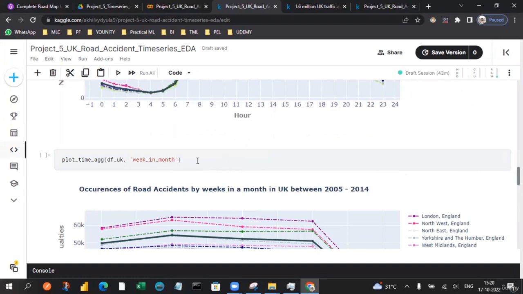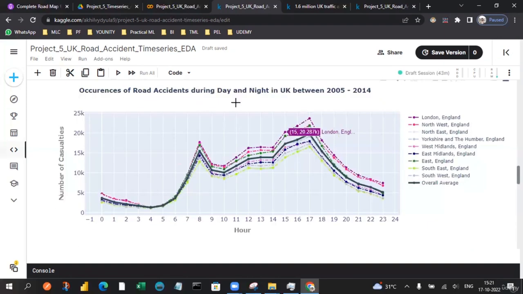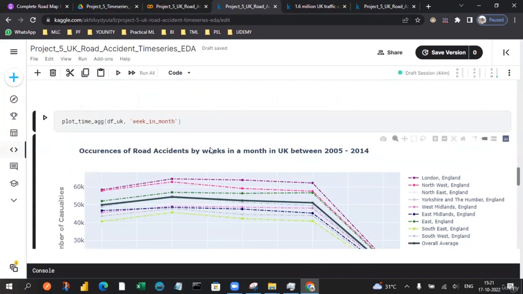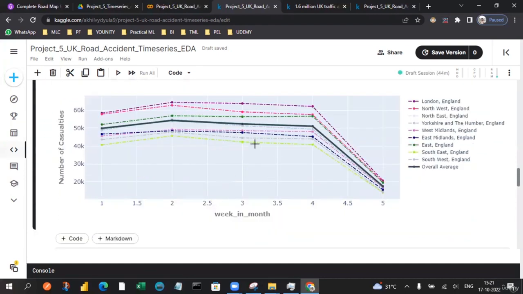Those are the conclusions we can arrive at from the hours and also the day of the week. We can also see the week in a month, which basically tells which week of the month it is. You can see the fourth week is very high when compared to the others. So the last week, you can say.